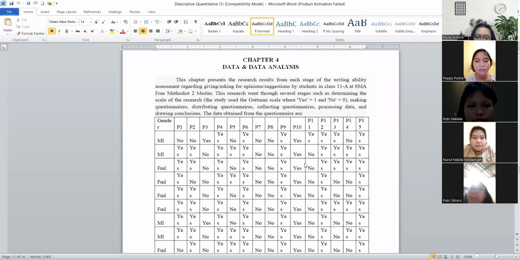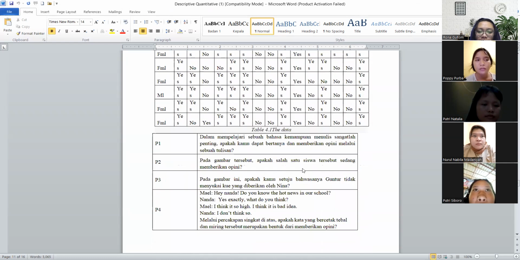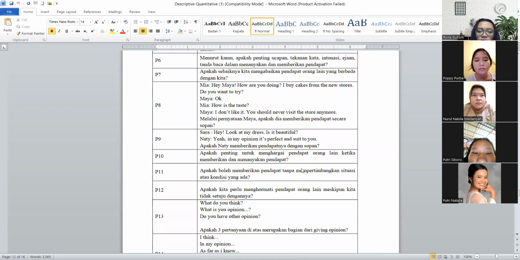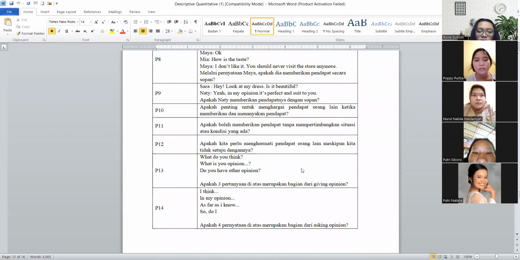So we enter the result, or the explanation about the data that we found. We will explain about the writing ability assessment regarding giving or asking for opinion or suggestion by students in class 11A at SMA Free Methodist 2 Medan. For the questionnaire, we have 15 questions and 26 respondents. The questions will be attached in this paper.